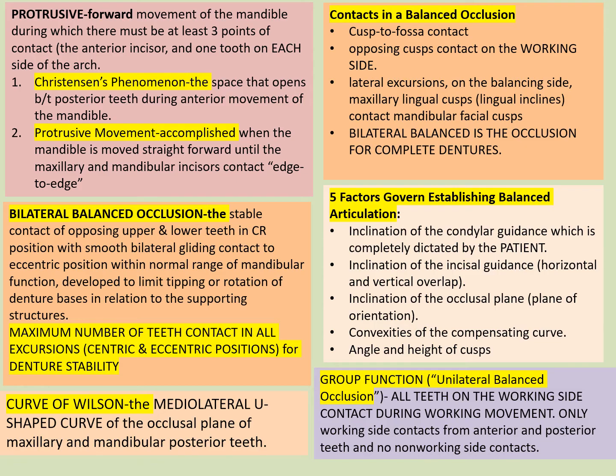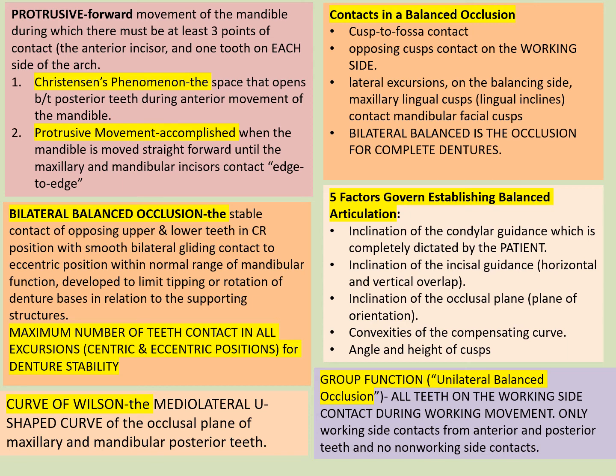Now you can see some more points here like Christensen phenomena. So when you're doing the protrusion or anterior movement of the mandible, the space that opens between the posterior teeth, usually between the premolars, you can see that. Now we can see some of the definitions here like unilateral, bilateral, balanced occlusion.